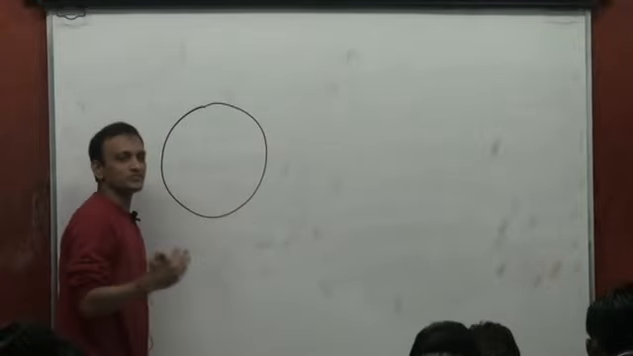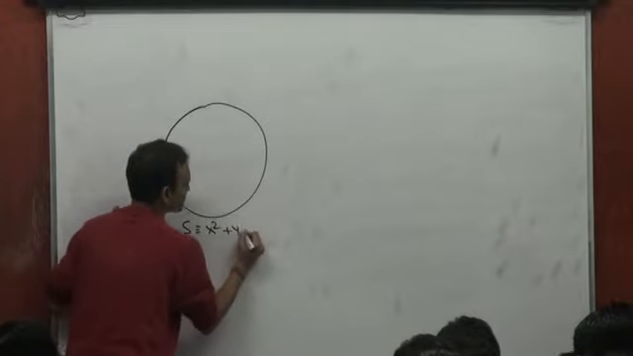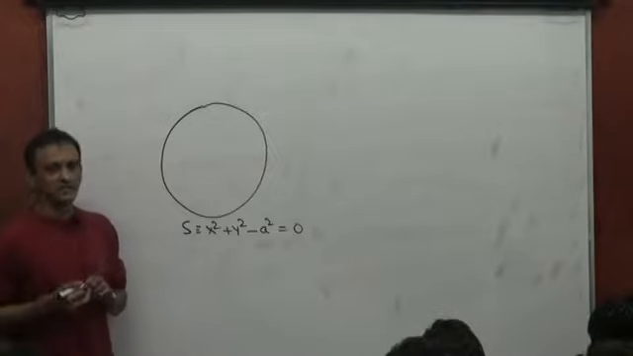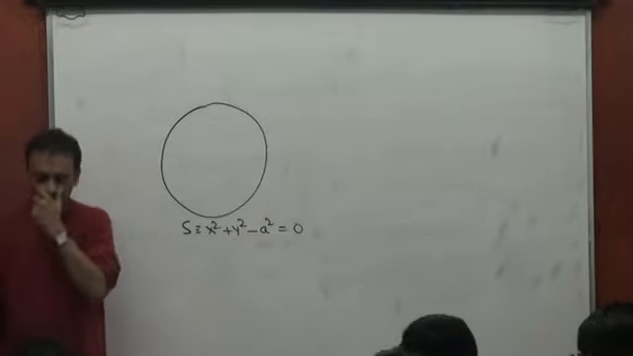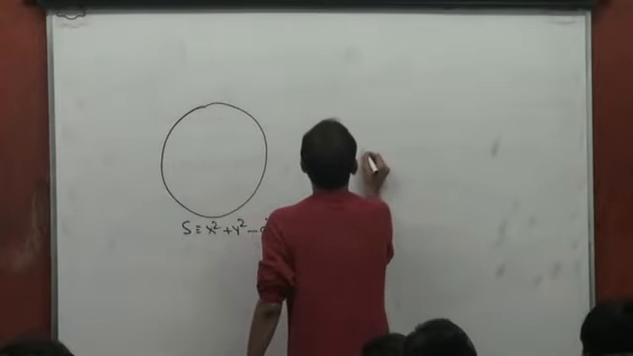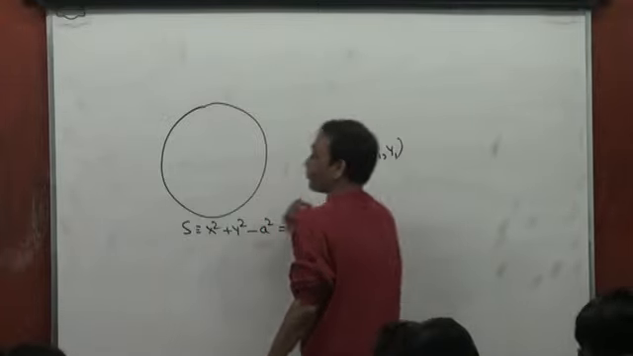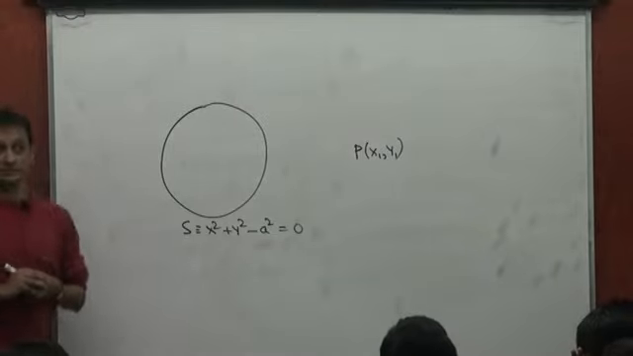Just out of simplicity, let's take the circle S equal to 0, x squared plus y squared minus a squared equal to 0. Clear? Imagine a point P, x1, y1 outside the circle. Clear?